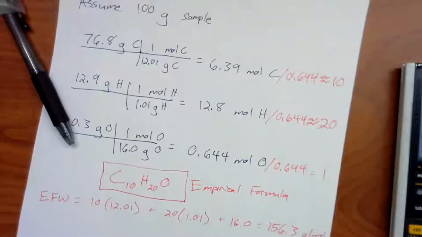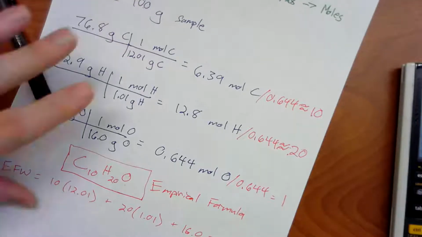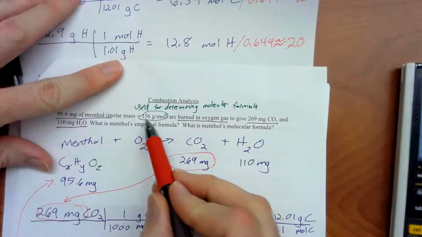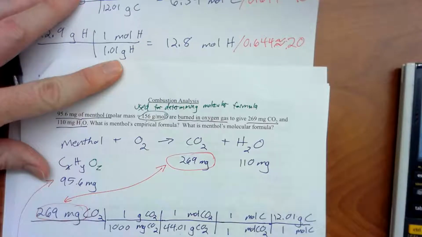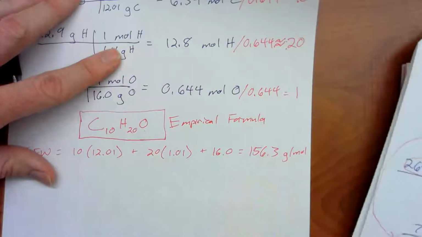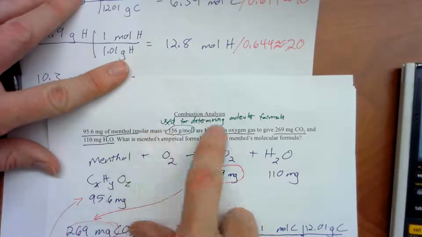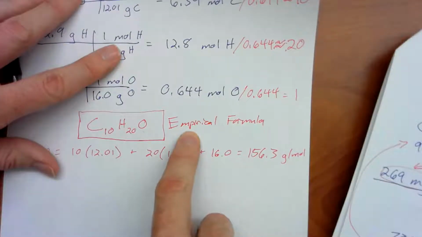Go back to the original problem. The original problem right here. And see that it told us the molar mass of menthol was 156. Oh, that's very nice. So 156 right here is the same as 156 right here. So that means that the molecular formula must be the same as the empirical formula.